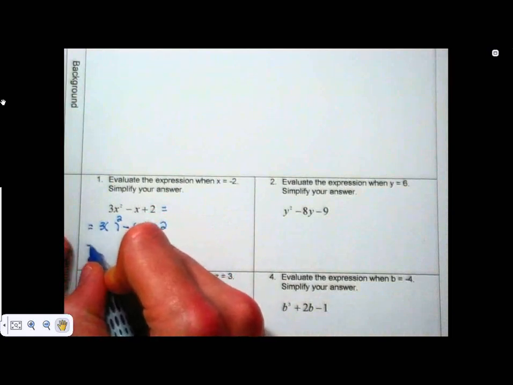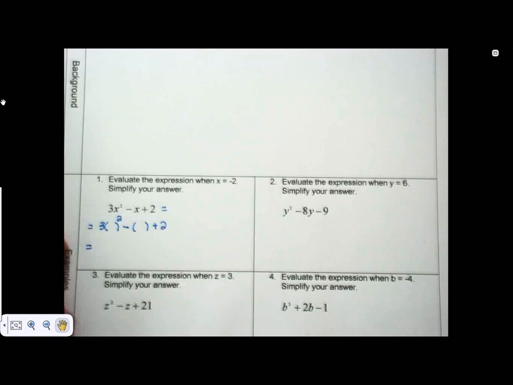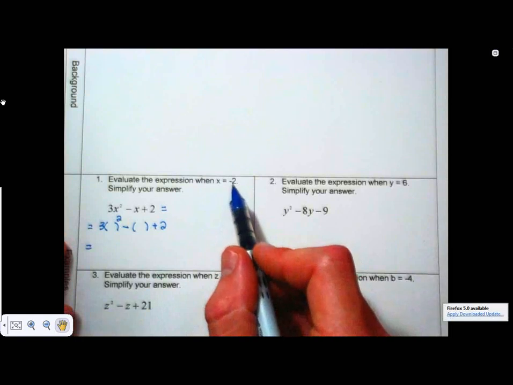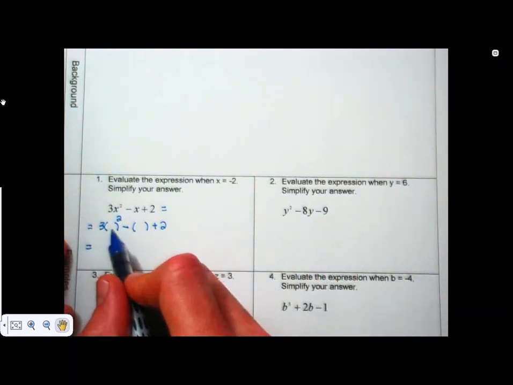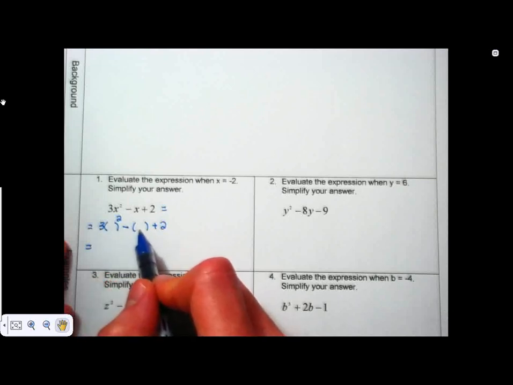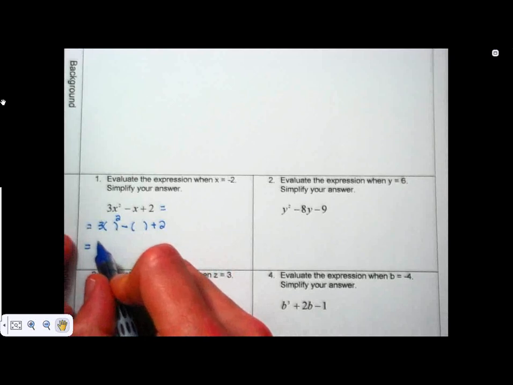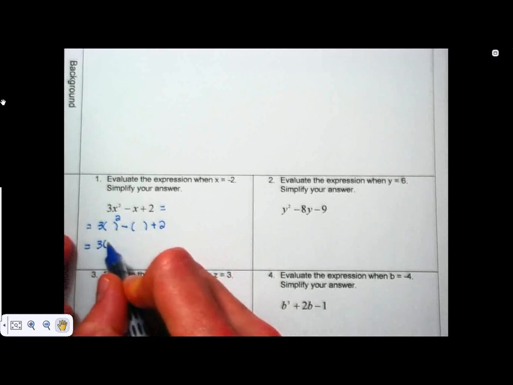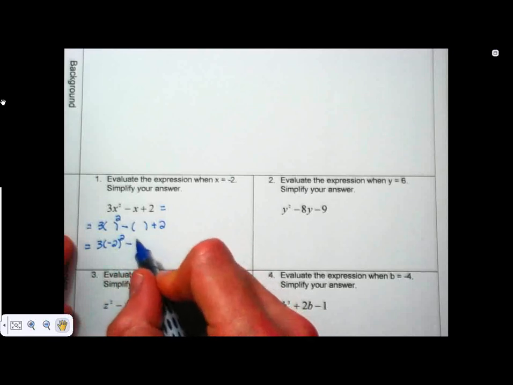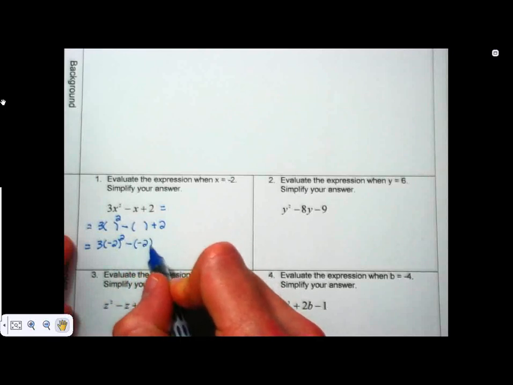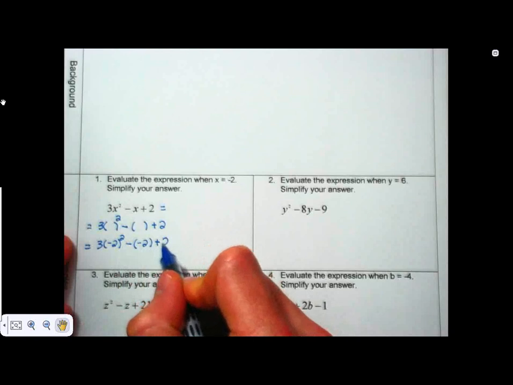The reason I put parentheses in is because it will make it easier not to make a mistake with the signs. So now the next step is I'm going to drop my negative 2 in for x. So every time I wrote those parentheses, every time I have space, I'm going to put a negative 2 in. So that gives me 3 parentheses negative 2 squared minus parentheses negative 2 plus 2.